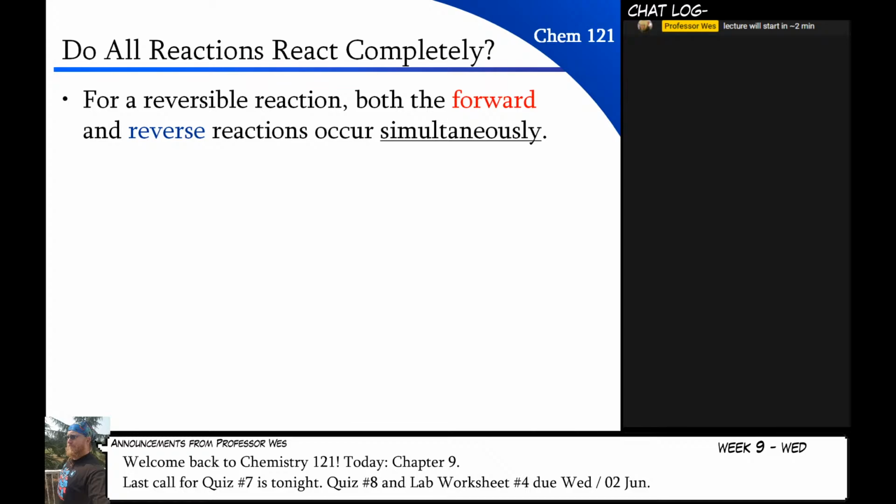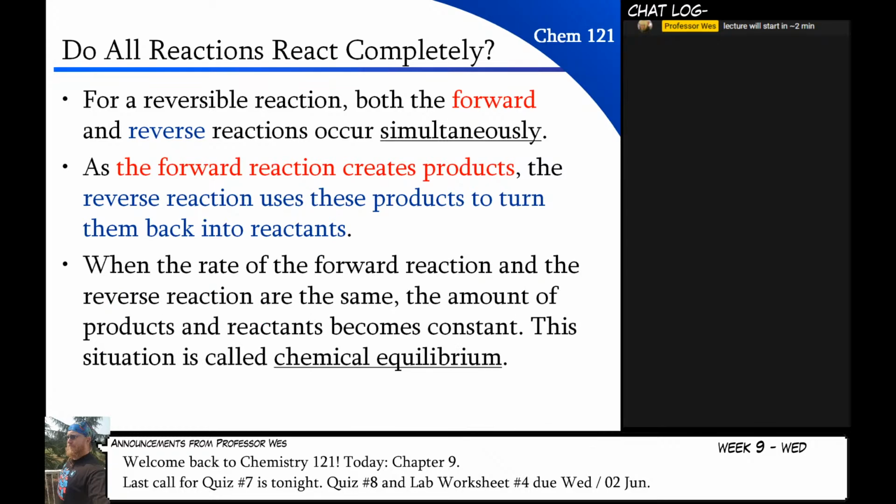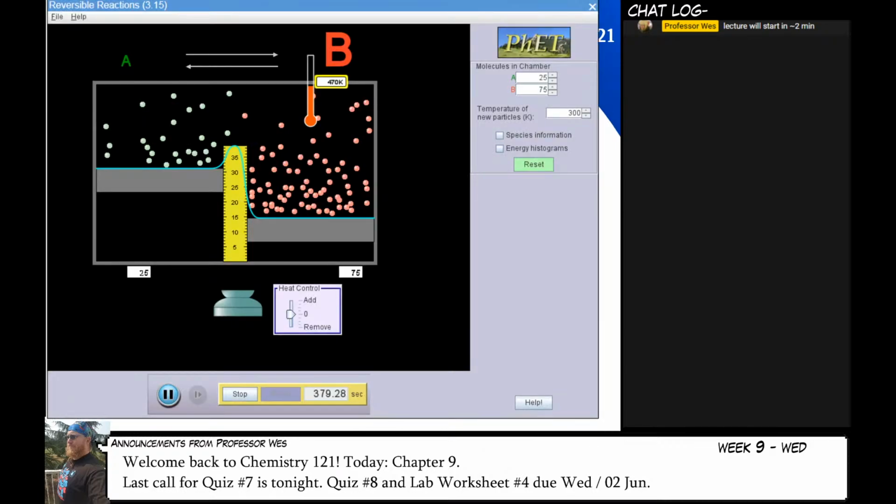Now, if both of our reactions are going forward and backward, one reaction, the forward reaction, makes products. But the reverse reaction can turn those products back into reactants. And at some point, the amount of products and reactants that you have remains constant. Now, they won't equalize, because as you've seen in this diagram here, they're not equal, right? I have way more products than I do reactants. But what we're looking for is for the amounts that are present to be roughly the same over time.